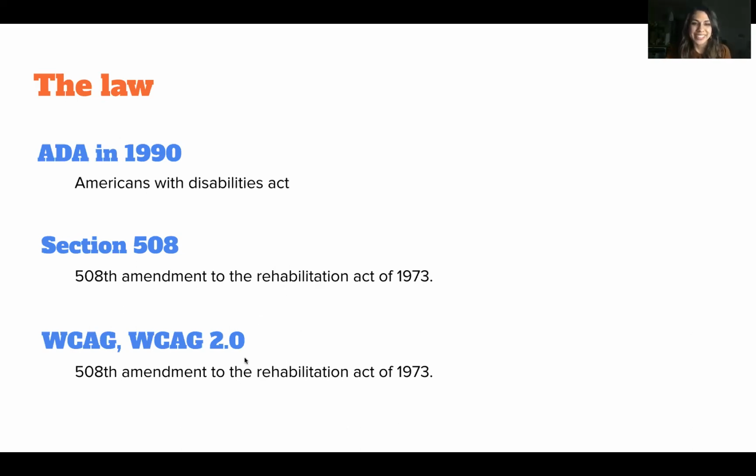Oh man, I messed up my slide. I'm sorry. I'll describe this. That requires all technology developed for the federal government to be accessible to those with disabilities. So anything like software, web apps, computers, or even digital documents, if it's for use by the government, it has to be accessible and compliant.